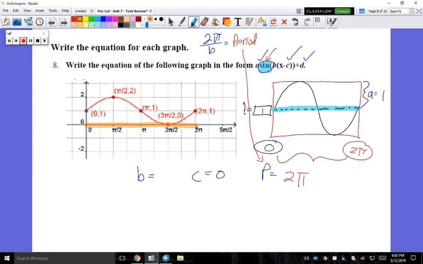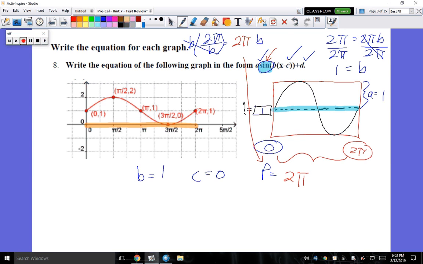Okay? So we're going to put that 2 pi right here, and then we're just going to solve for B. If I multiply both sides by B to get it out of the denominator, I would have 2 pi is equal to 2 pi B. And then if I divide both sides by 2 pi to get B all by itself, you see that those 2 pi's cancel out, and I'm left with B is 1. Okay, so B is 1, C is 0, and so on and so forth.